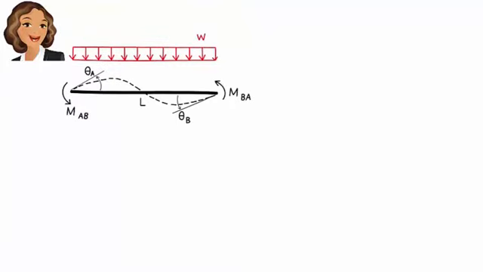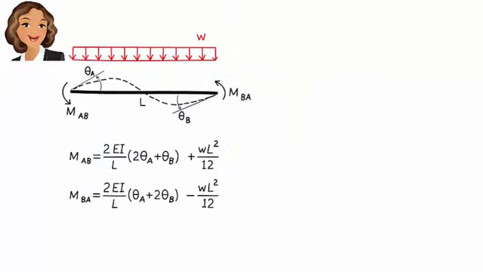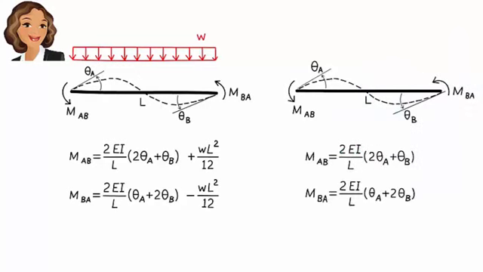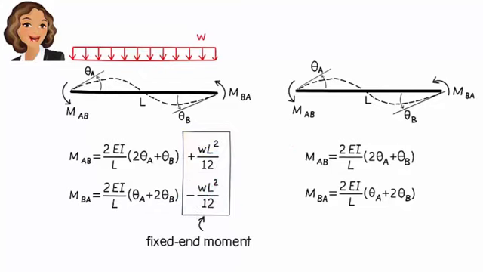So for a beam segment under a uniformly distributed load, slope deflection equations are. Let's compare these equations with the ones we got for a load-free beam segment. Here are the two sets of equations side by side. The difference between the two sets is these terms. They can be viewed as the effect of the applied load on the slope deflection equations. We refer to them as fixed end moments.